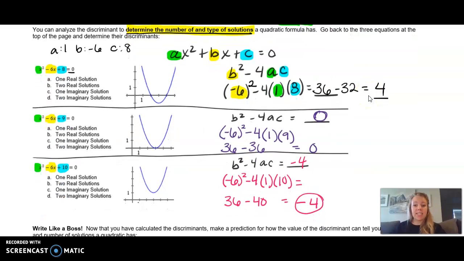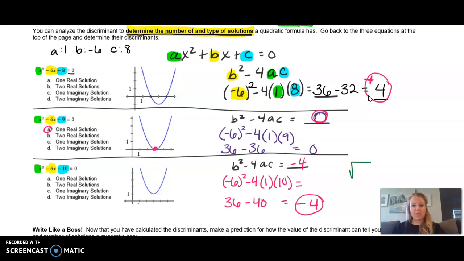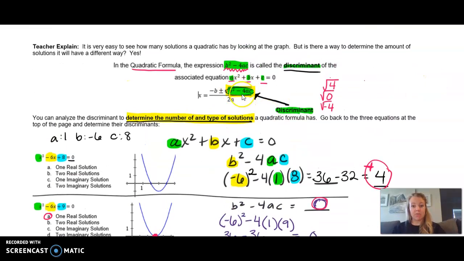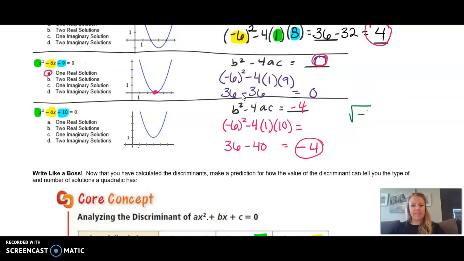So what I notice here is that I have a positive 4 on the first one, I have 0, and this is the one solution on the second one. And on the last one, I have a negative. And if you remember, when we take the square root of a negative, that's not really possible. That's when we get that positive or negative 2i, meaning that i is imaginary. And what I notice here is that I have my 2 imaginary solutions because there's no place where this graph is touching the x-axis. So that's the key.